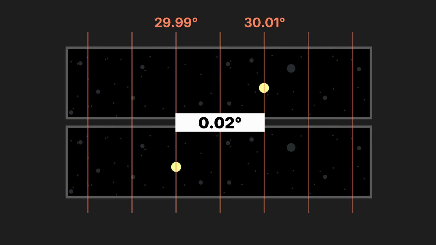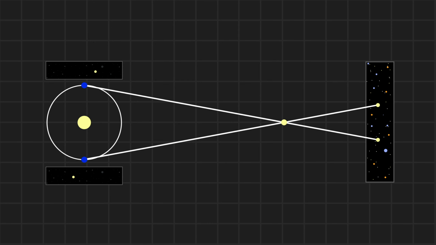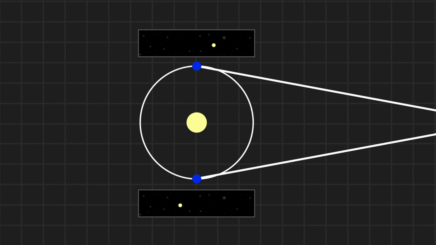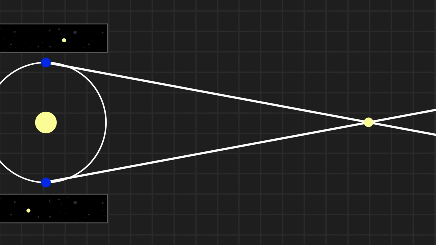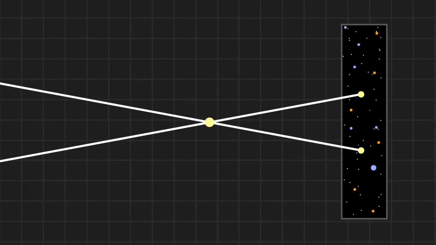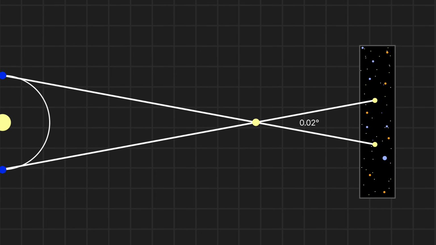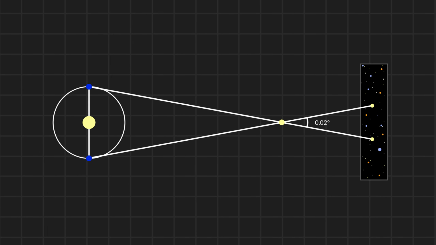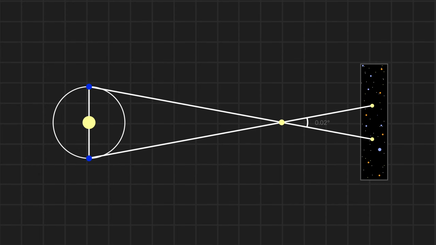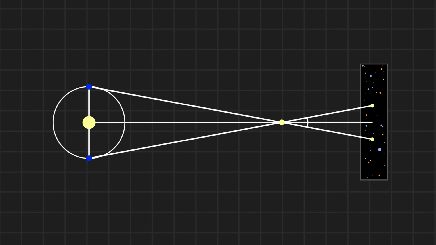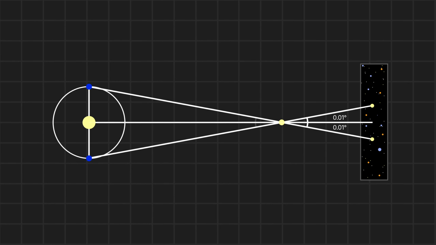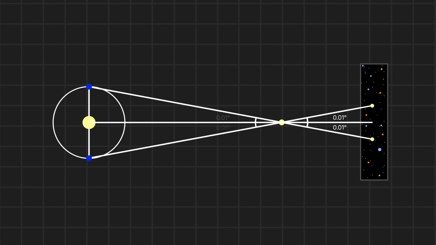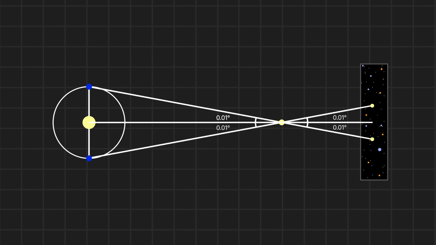Now we can visualize exactly what's going on here. These two photos, taken 6 months apart, were taken when Earth was on opposite sides of the Sun, making the star appear to be in different positions in the night sky. We can take the angle we measured, 0.02 degrees, and place it here. We can split a line down the middle, with each angle now being 0.01 degrees. Then, being vertical angles, we can find this angle to be 0.01 degrees.